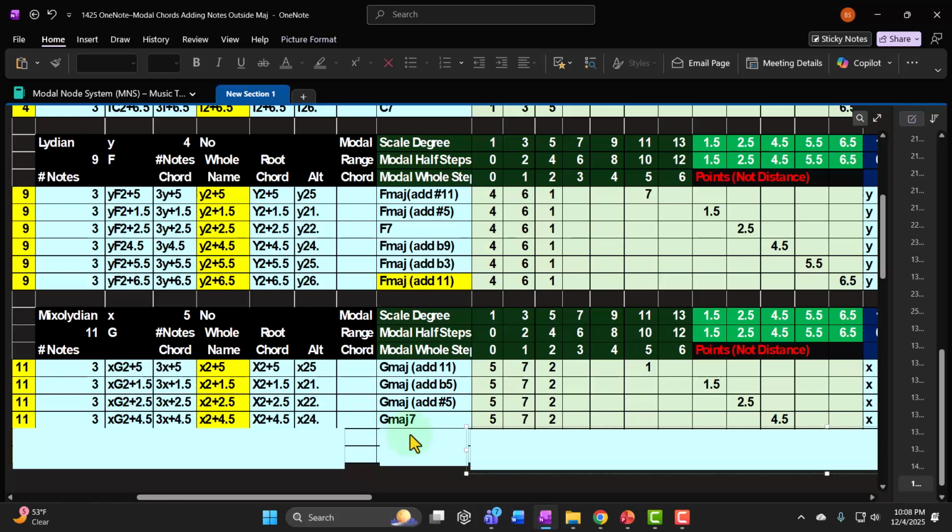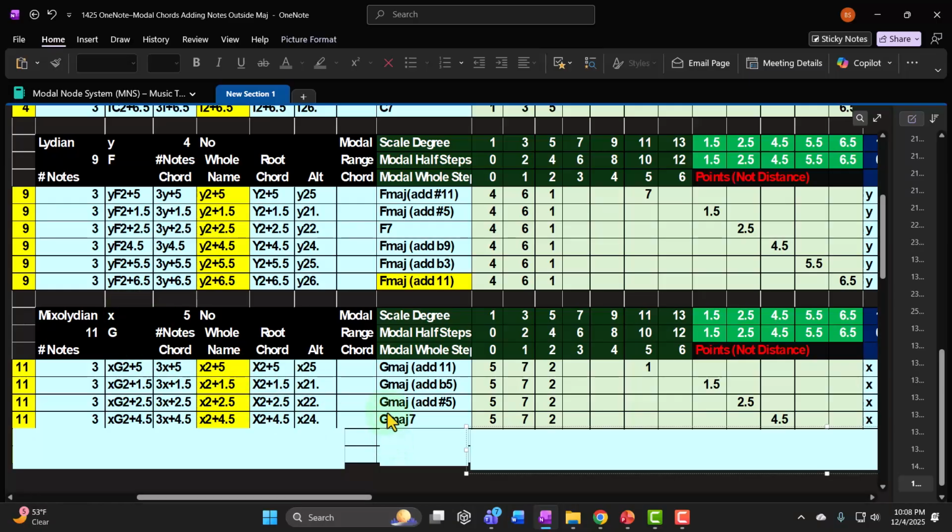You might say, well, that's not weird. That's totally normal. It is totally normal, but it's not normal if you're building off the Mixolydian node, right? If you're building off the Mixolydian node, it should be just a G7, right? So that's where the funny business happens, because the names should give you some indication about the nodal point that you're building off of, and they don't.